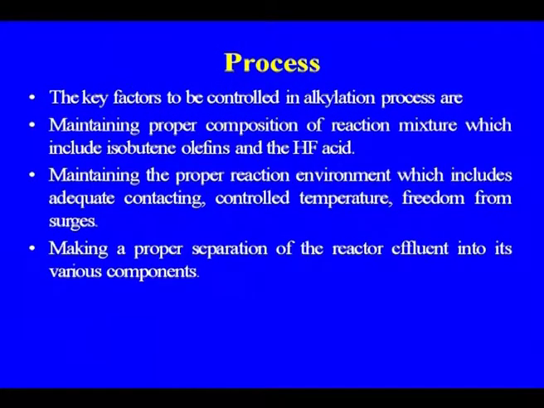The key factors to be controlled in the alkylation process are maintaining proper composition of the reaction mixture, which includes isobutane and olefins and the HF acid; maintaining the proper reaction environment, which includes adequate contacting, controlled temperature and freedom from sour gases; and making a proper separation of the reactor effluent into various components.